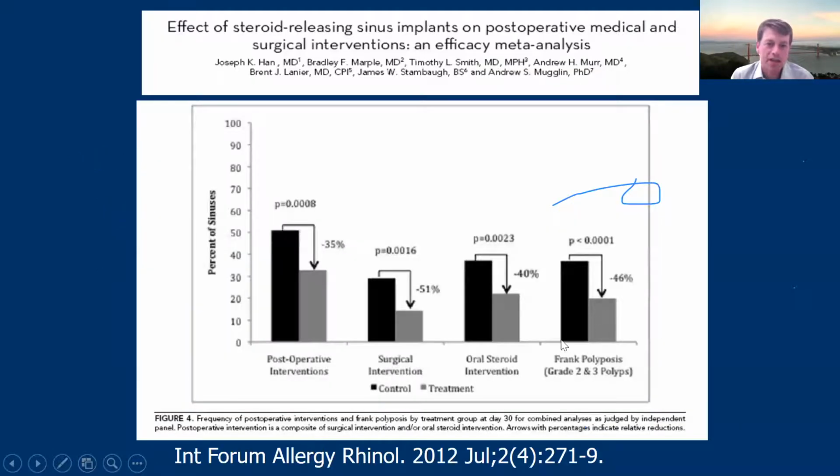This is just some data looking at the steroid-eluting stents. This is from several years ago, but it shows a significant decrease in postoperative interventions, requirement for surgical interventions, and requirement for oral steroid treatments in polyposis with stent use. This was a study that was published in 2012. It was industry funded, but did show some significant results.